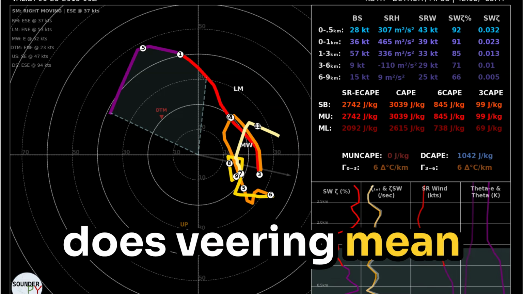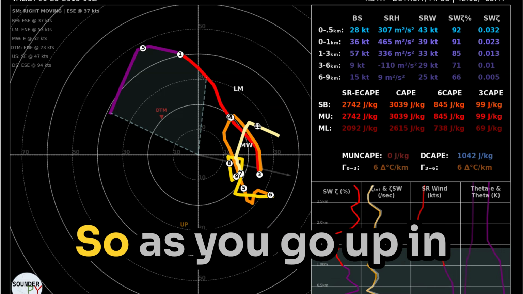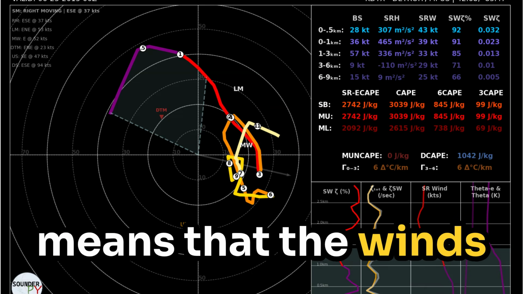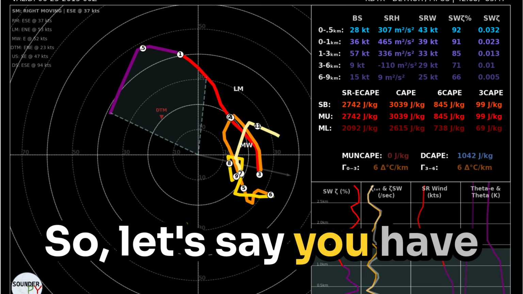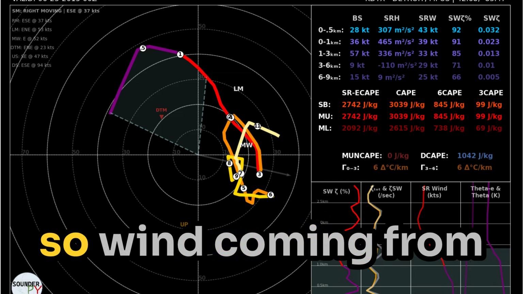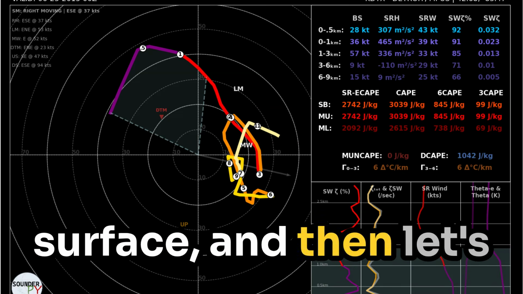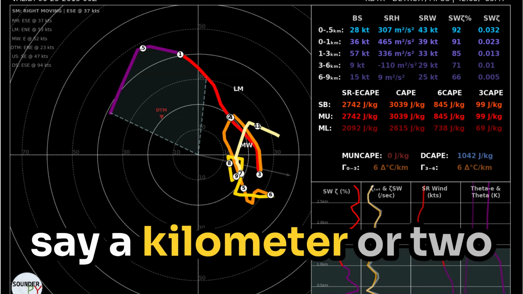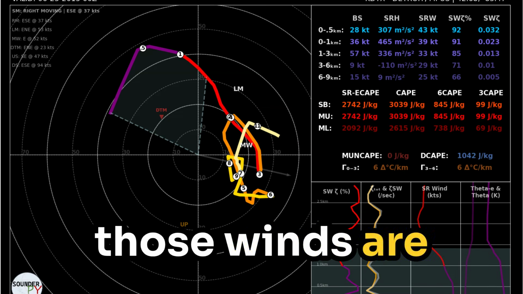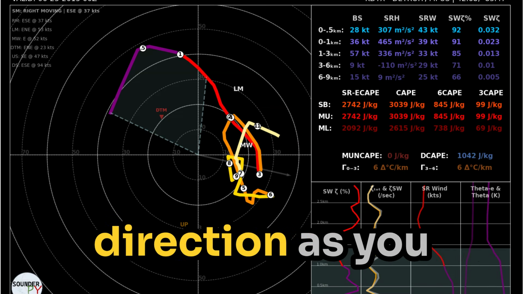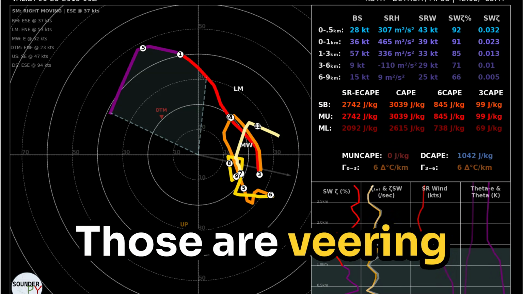What does veering mean in a wind profile? Veering winds with height, so as you go up in the atmosphere, means that the winds are turning in a clockwise direction. So let's say you have a southeasterly wind, so wind coming from the southeast toward the northwest at the surface. And then let's say a kilometer or two off the surface, you have winds that are out of the southwest. Those winds are turning in a clockwise direction as you go up in that layer. That is veering. Those are veering winds with height.